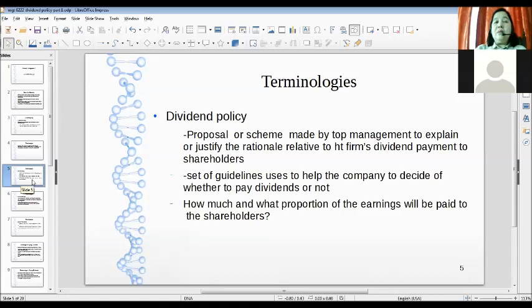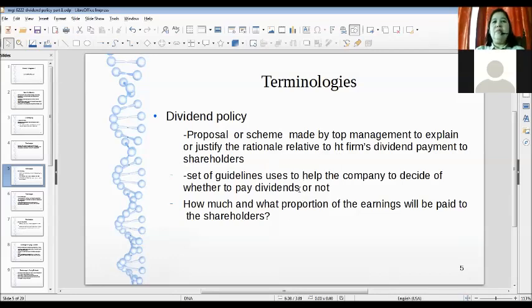Another terminology is dividend policy, which we partly defined a while ago. For more understanding, what is this dividend policy? A dividend policy is a proposal or a scheme made by top management, who declare it, to explain or justify the rationale relative to the firm's dividend payments to the shareholders. So, there is a scheme provided by top management on how to give the dividend payment to the shareholders.